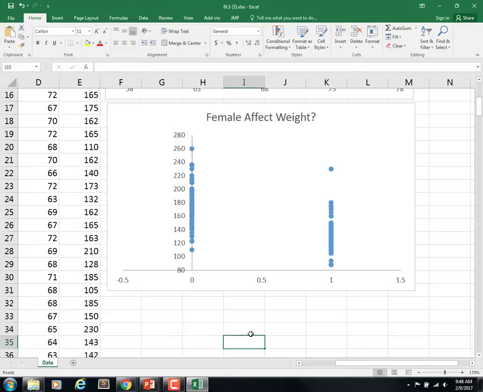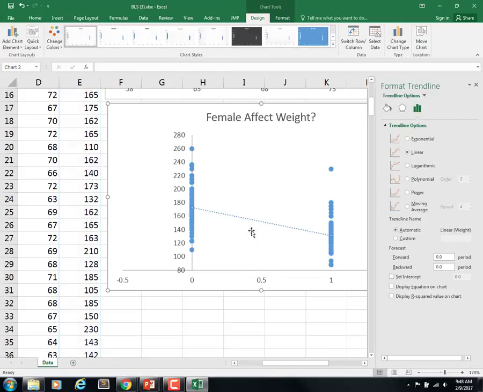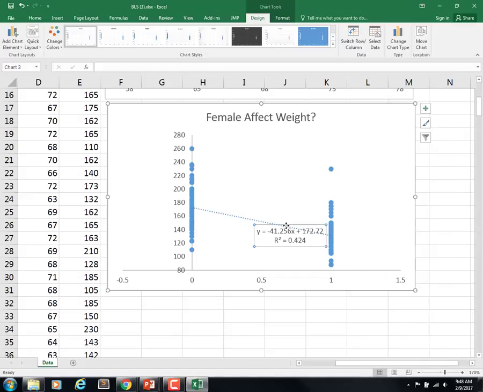So looking at this, what does this tell me? Well, it's pretty obvious that females in general weigh less than non-females or males. That should make sense to us, right? Usually females don't weigh as much as males. So we could also go ahead and fit a trend line. In this case, it'll be linear again, and we will display the equation and the r squared.